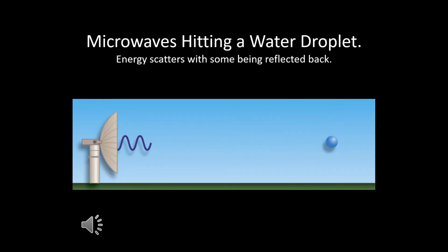Radar is made of an antenna and a receiver. Microwaves emitted from the radar antenna hit the water droplets. As the energy hits the water droplets, it is scattered with some of the energy being reflected back to the radar receiver.